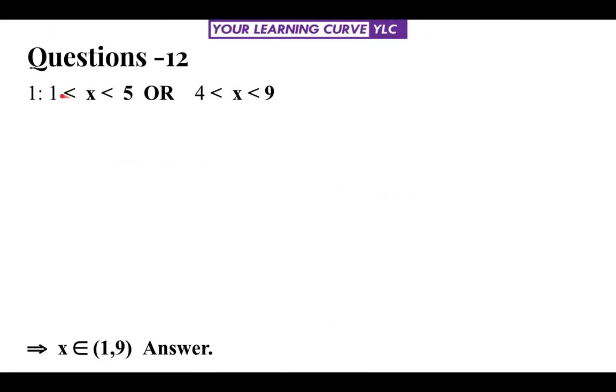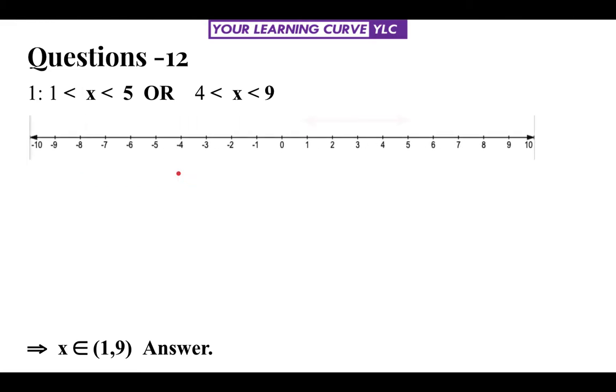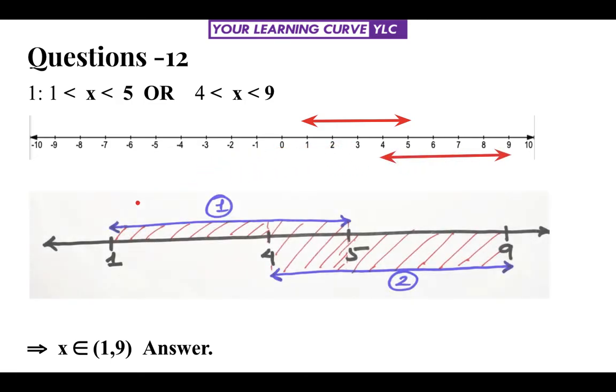In this question, both the endpoints are excluded, that is x is greater than 1 and less than 5, or x is greater than 4 and less than 9. Now let's see what will be our answer. The first inequality is from 1 to 5, both excluded, 4 to 9, both excluded. So when we try to formulate the answer, we get x belongs to 1 to 5 for the first inequality, 4 to 9 for the second inequality. Therefore, we get the interval 1 to 9. This entire shaded portion is our interval.